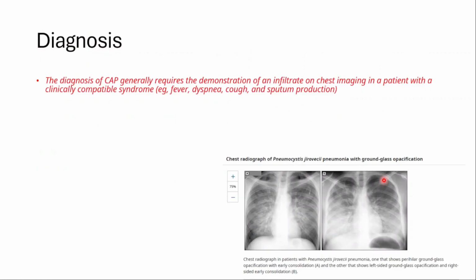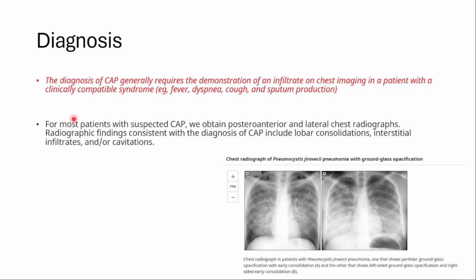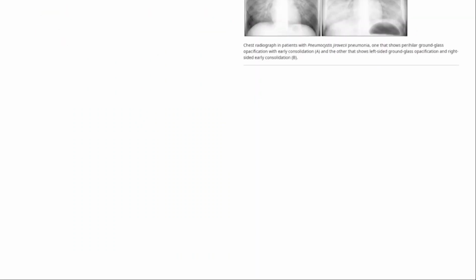For diagnosis, we generally require demonstration of an infiltrate on chest imaging in a patient with a clinically compatible syndrome: fever, dyspnea, cough, and sputum production. We do chest imaging, and then we diagnose community-acquired pneumonia. For most patients with suspected community-acquired pneumonia, we obtain posterior-anterior and lateral chest radiographs. Radiographic findings consistent with the diagnosis include lobar consolidations, interstitial infiltrates, and/or cavitations.